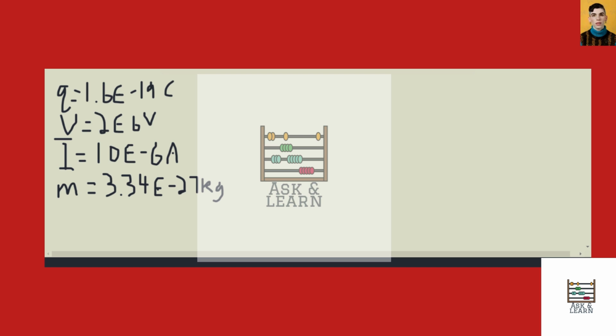So for this problem, we have the charge of a deuteron, which is just the charge of a proton. We have the voltage, the current, and then the mass of a deuteron, which is the mass of a proton plus the mass of a neutron.